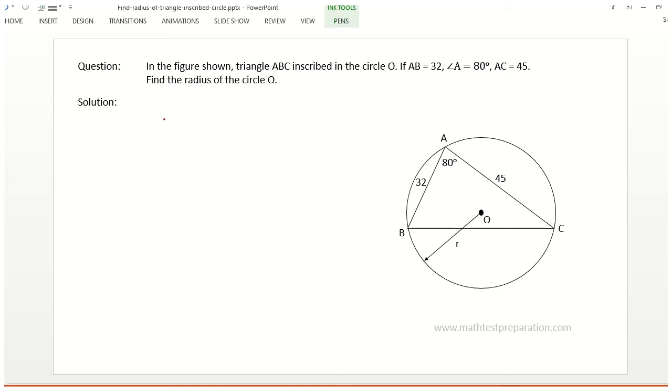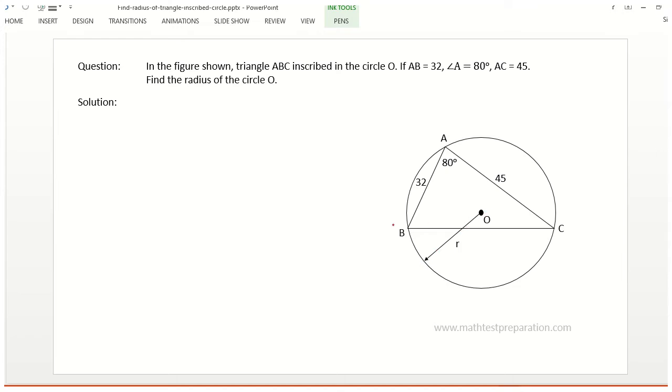In this lesson, I'm going to talk about circle and triangle. The question is, ABC is a triangle inscribed in a circle. O is the center of the circle. AB is 32, AC is 45, and the angle A is 80 degrees. The question asks for what is the radius of the circle.